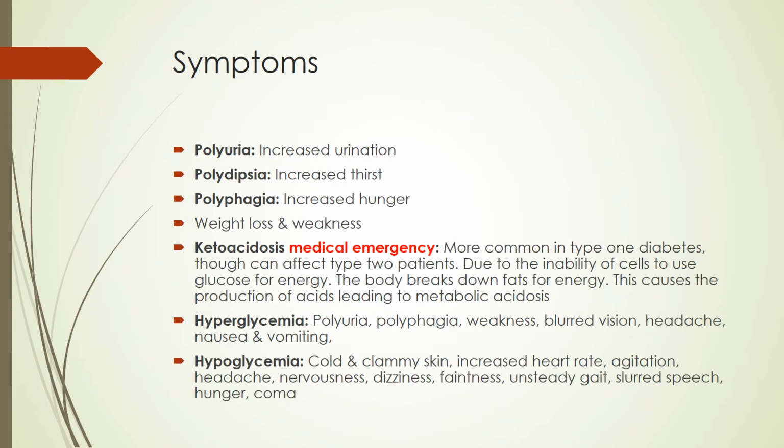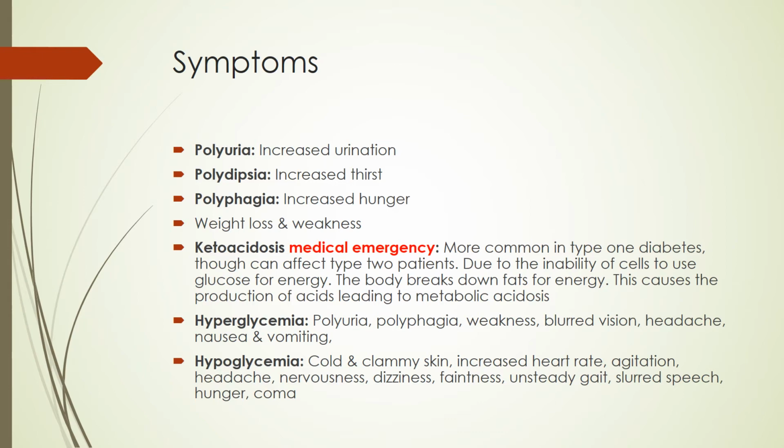Symptoms of diabetes: polyuria, which is increased urination, polydipsia, which is increased thirst, polyphagia, which is increased hunger. Weight loss and weakness is common. Ketoacidosis, which is a medical emergency, is more common in type 1 diabetes, though it can affect type 2 patients if uncontrolled. Due to the inability of cells to use glucose for energy, the body breaks down fats for energy. This causes production of acids, leading to metabolic acidosis.